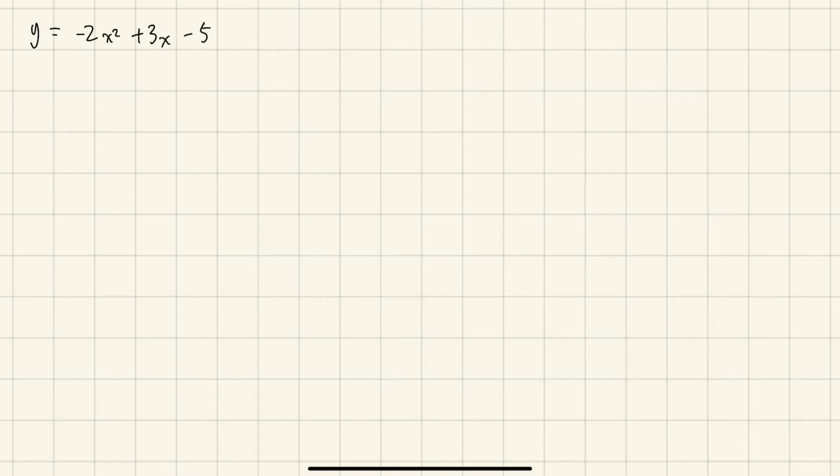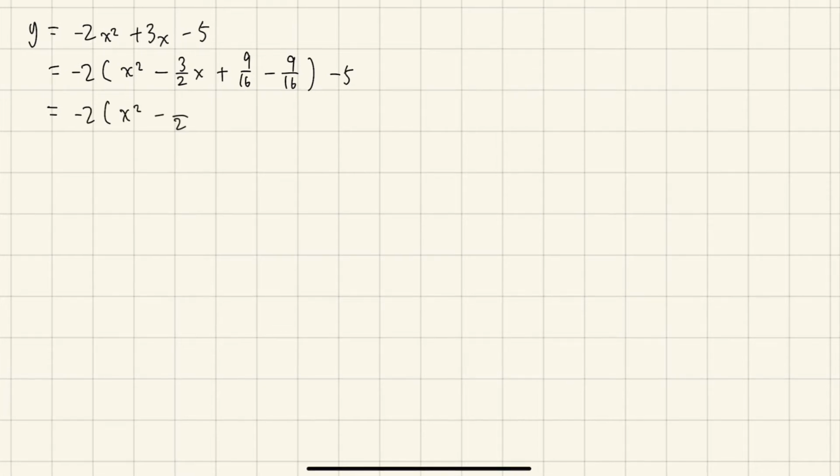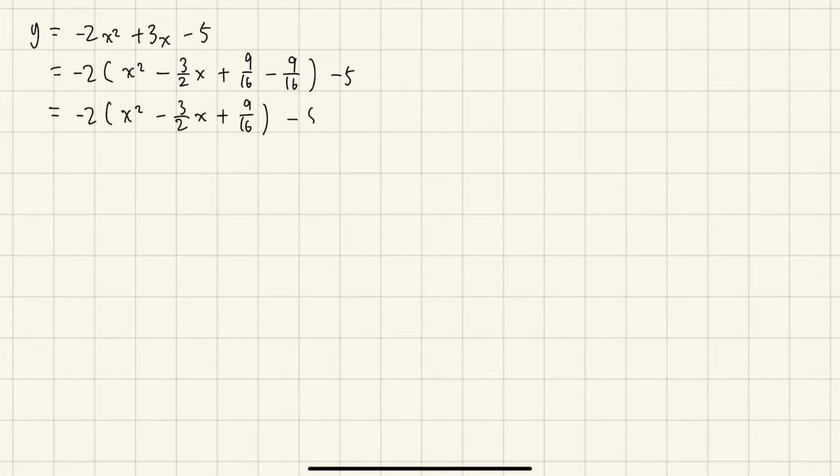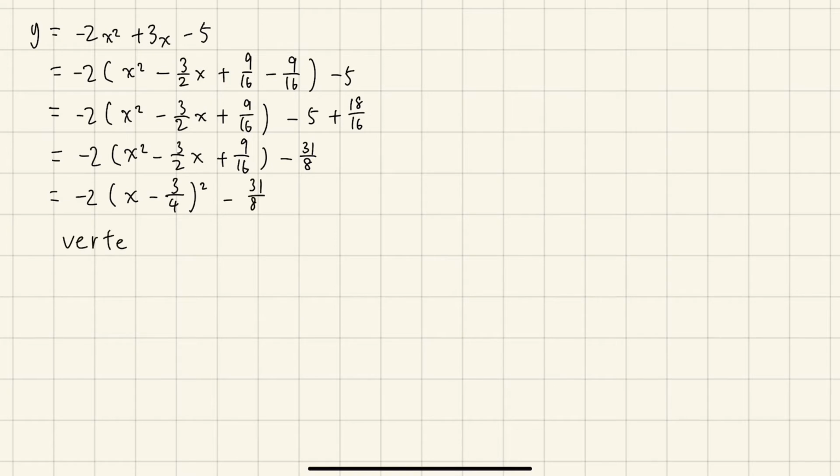Firstly, we'll rearrange the function into vertex form by creating a perfect square quadrilateral. Keep in mind that the negative 9 over 16 will be multiplied by negative 2 when we move it outside the parentheses. Once this is done, we should be left with a vertex of 3 over 4, negative 31 over 8.